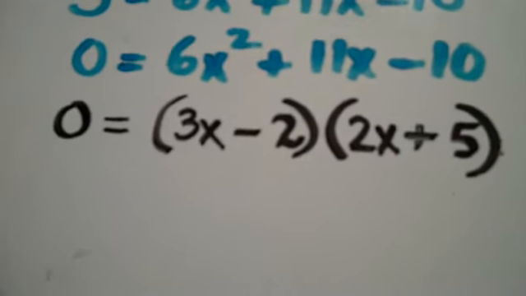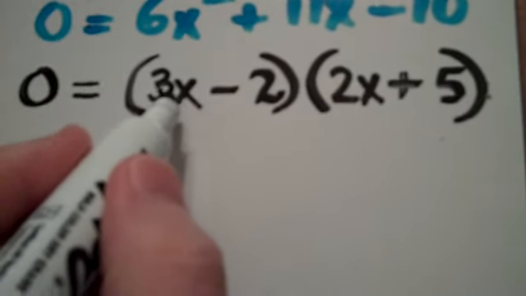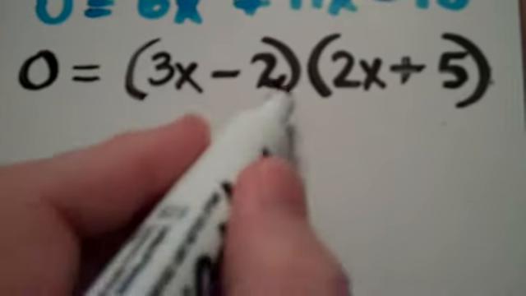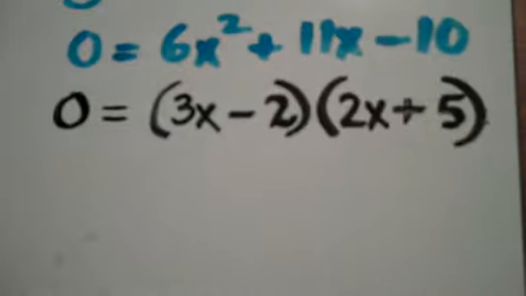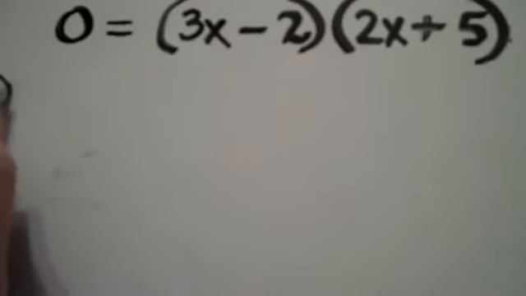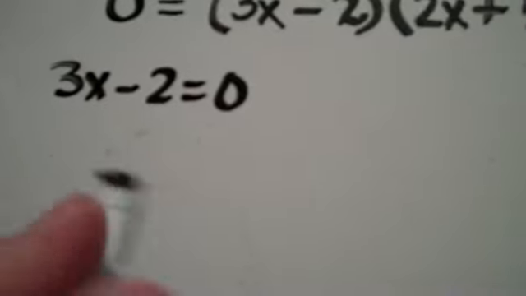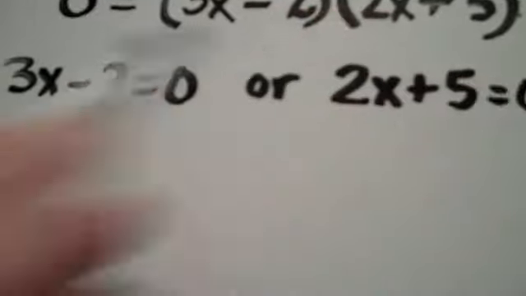Now, when I have factored this correctly, and you can see that this is correct because when I do the outer and the inner product, 3x times 5 is 15x, minus 4x gives me the 11x in the middle. I have two factors multiplied together to give me 0. So that gives me two cases. That means that either 3x minus 2 is 0 or 2x plus 5 is 0.